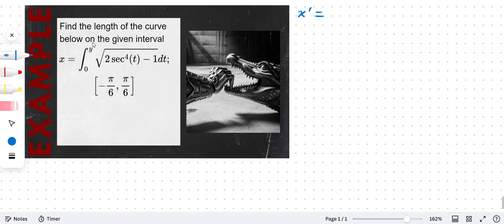So all we need to do here is take that y, plug it in here for t, and that's our derivative. So our derivative is the square root of 2 secant to the fourth of y minus 1. Now, lots of good things are going to happen here. So the first thing we want to do is square our derivative.